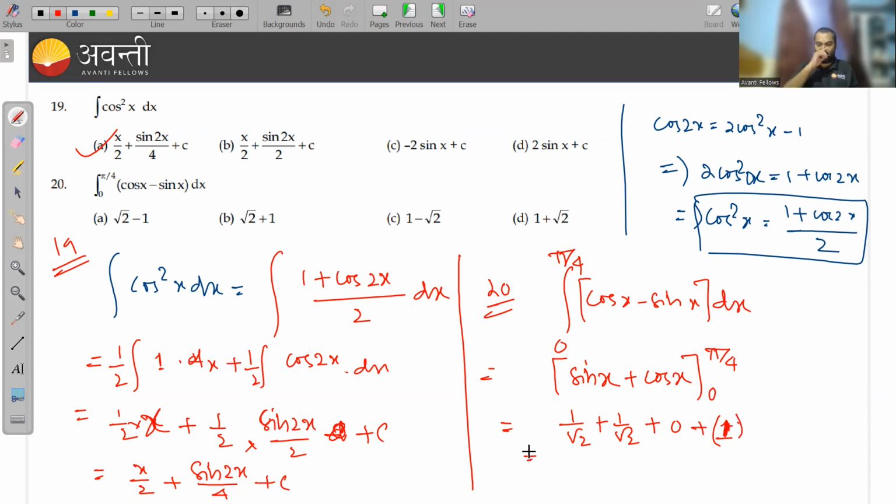So if you add all these things, what are we getting? 2 upon root 2 plus 1. Right? So root 2 plus 1 is your answer. Option B is correct. Let's move to the next question.